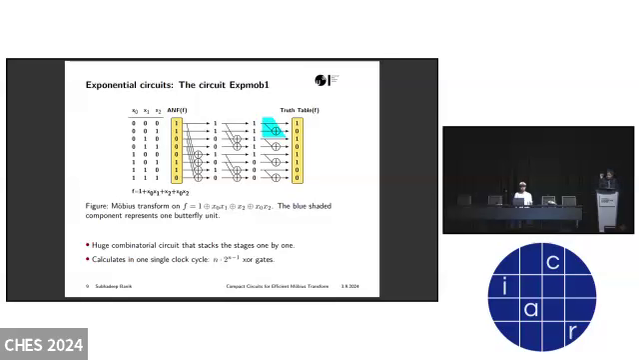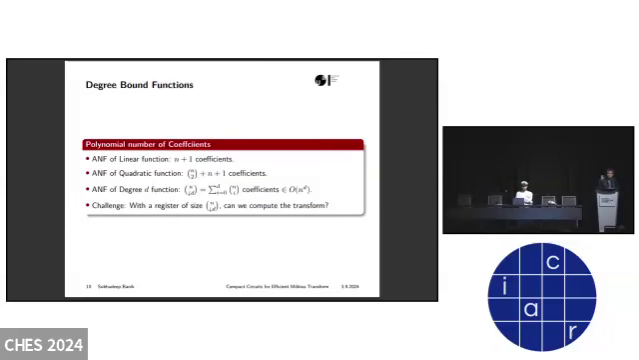So back to the circuit. Now it's very easy to design exponential size circuits for the Mobius transform. For example, you can simply stack these butterfly stages one after the other and make a huge combinatorial circuit that uses the order n times 2 to the power n gates, but computes the transform in a single clock cycle. Now, this is possible, but it becomes infeasible as n increases because the size is exponential. Fortunately, there do exist polynomial size circuits to compute the Mobius transform.